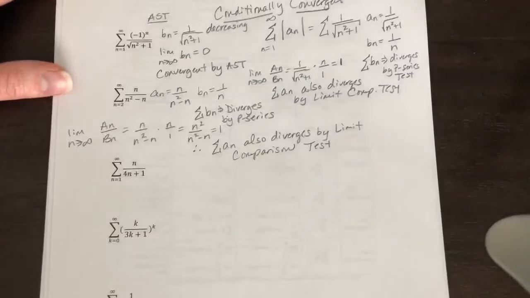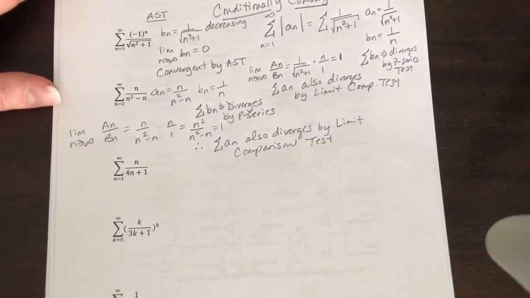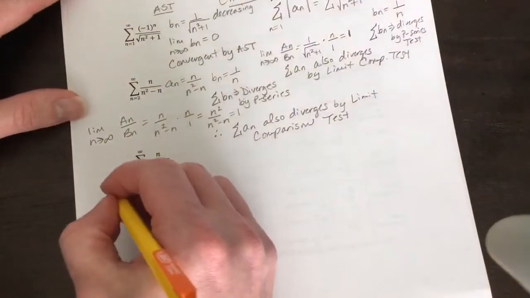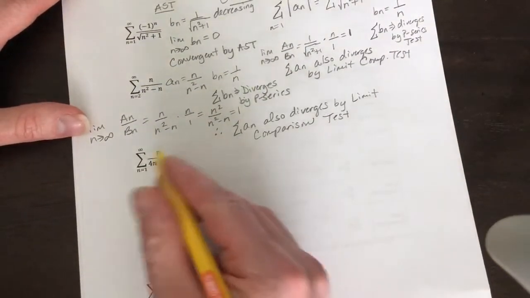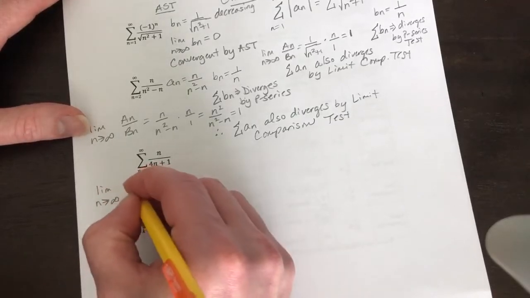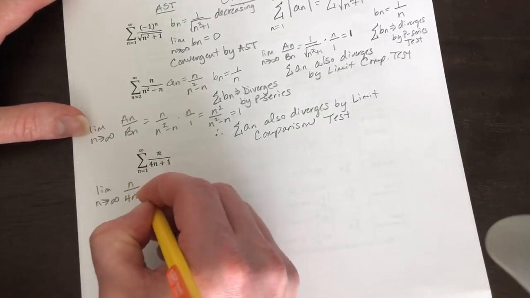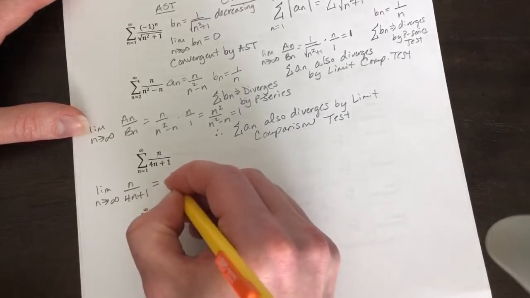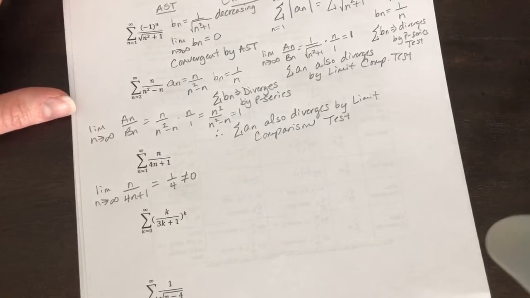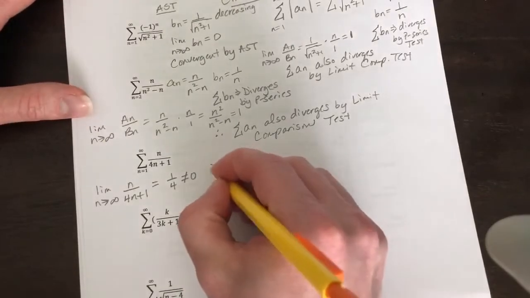Okay, the next few are a little bit easier, so. Okay, this one, test for divergence. Okay, so if I take the limit as n goes to infinity of n over 4n plus 1, I get 1/4. If the limit does not come out to be 0, it diverges by test for divergence.